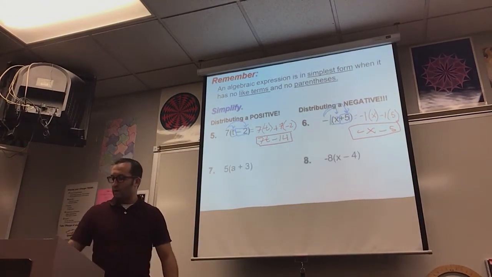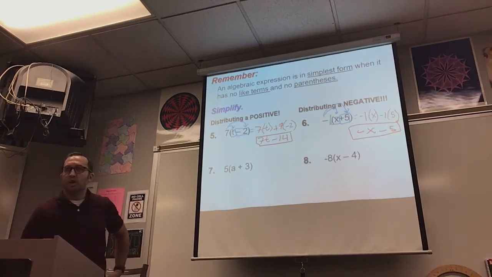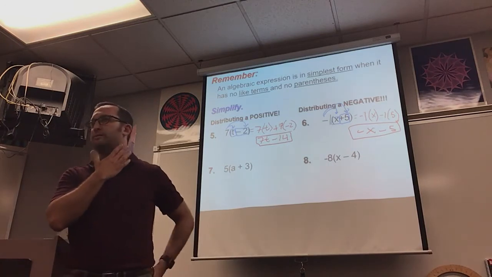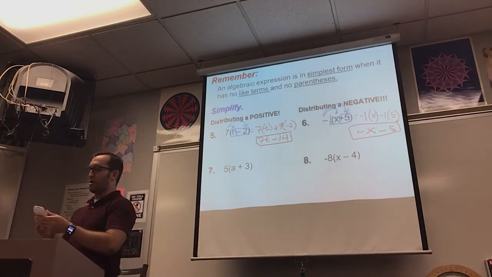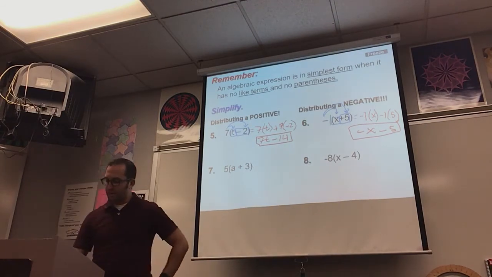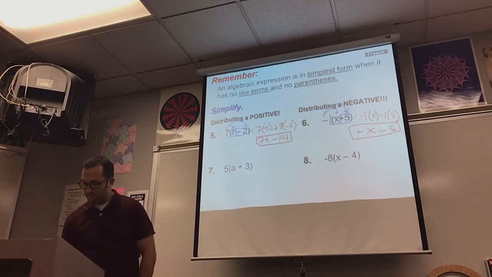All right, I want you and your partners to do number 7 and 8, talk about it, and then we'll talk about 9 and 10. You and your partner work through number 7 and then work through number 8, talking with your partner. Talk about the sign after you do the distributive property. Distribute.